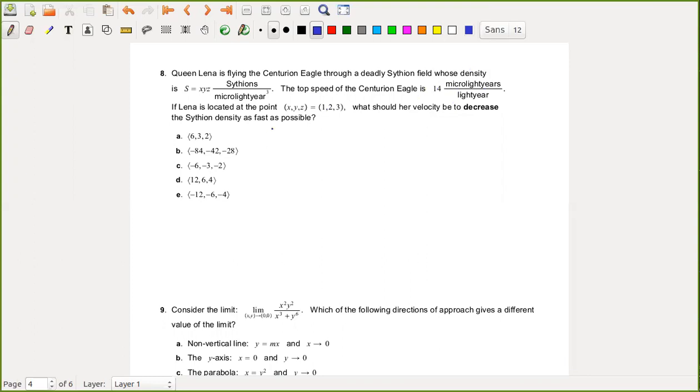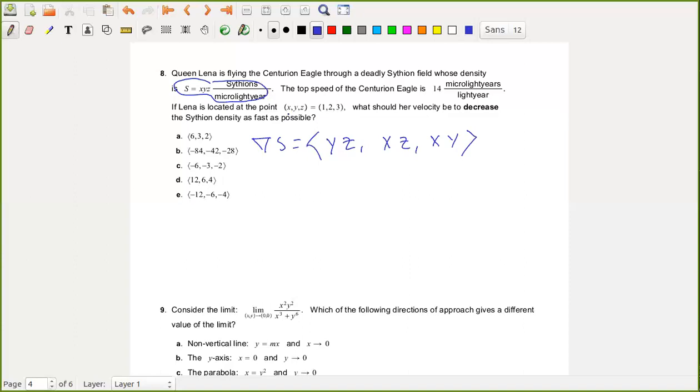Remember that the direction of fastest increase is the gradient of the function, this being the function. So the direction of fastest decrease is negative the gradient. The gradient of S is equal to the following. The derivative with respect to x is yz, the derivative with respect to y is xz, and the derivative with respect to z is x times y.